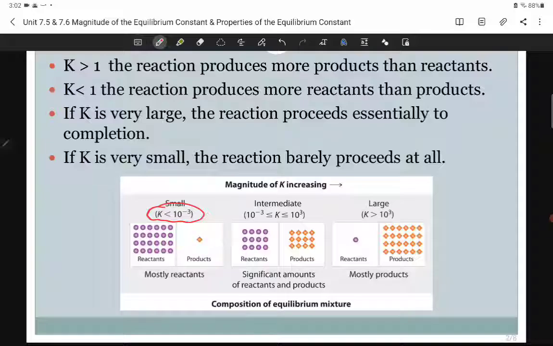if K is small, yeah, less than 1, but I think I made it a little more extreme than that, 10 to the negative third. That's an arbitrary cutoff, but at a very small K, not many reactants are going to become products. Most of the products would become reactants, and so at the end of the day, if you were observing this beaker, you would see lots of reactants.